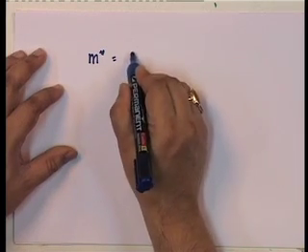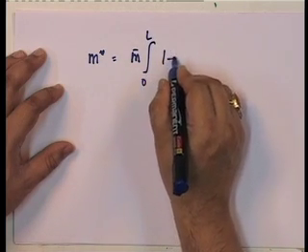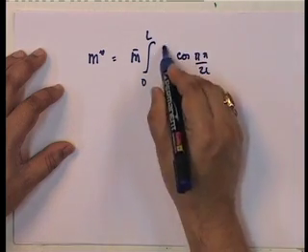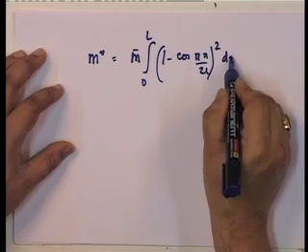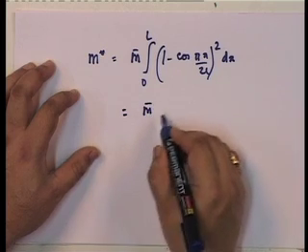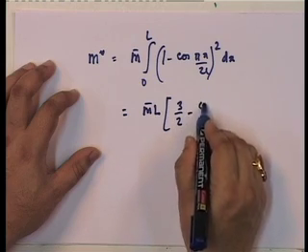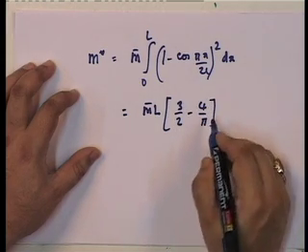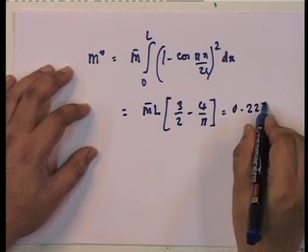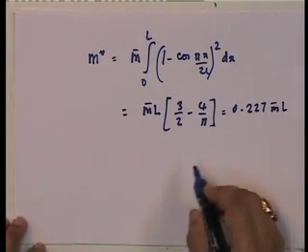was equal to m bar integral 0 to L of 1 minus cosine pi x upon 2L, the whole squared, and we saw that this was equal to m bar L into 3 by 2 minus 4 by pi, and this is equal to 0.227 m bar L. Okay, so we've already gone through this.